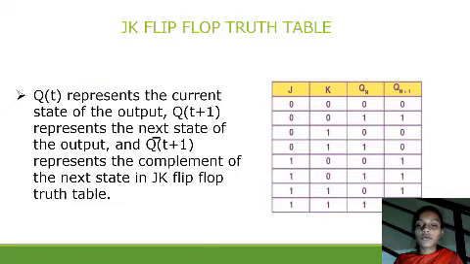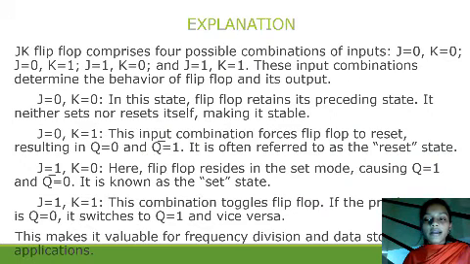Here we can see the truth table of the JK flip-flop and we can explain this. Q of T represents the current state of the output. Q of T plus 1 represents the next state of the output, and Q dash of T plus 1 represents the complement of the next state of the JK flip-flop truth table. Next, we are moving to the explanation of the truth table.